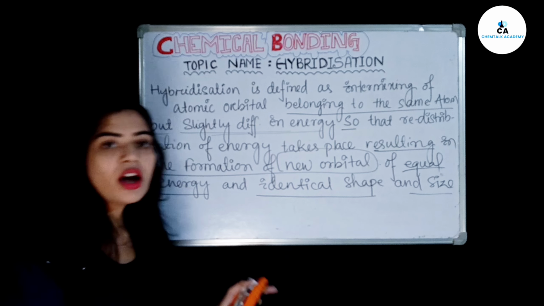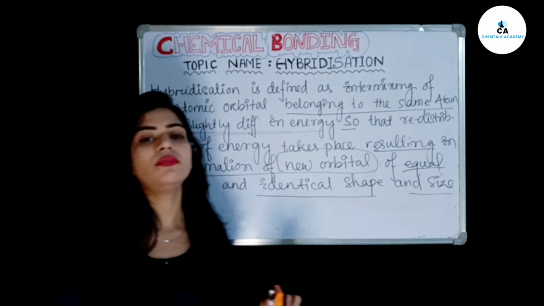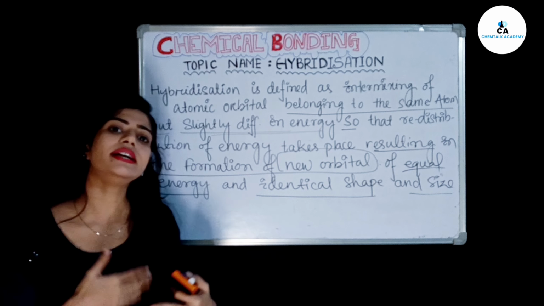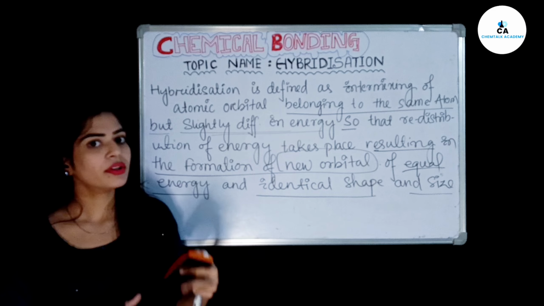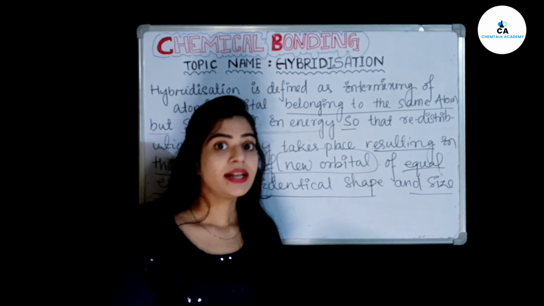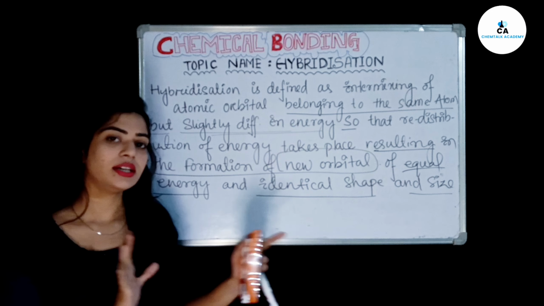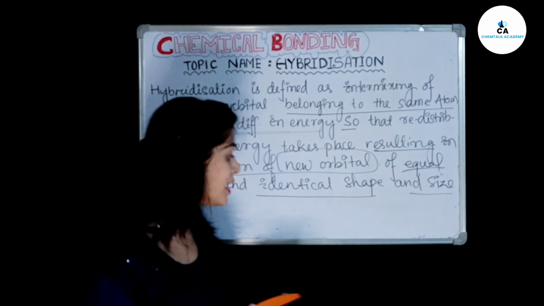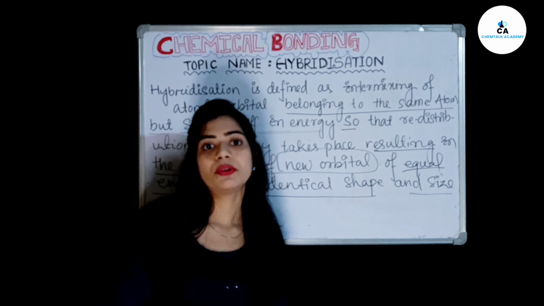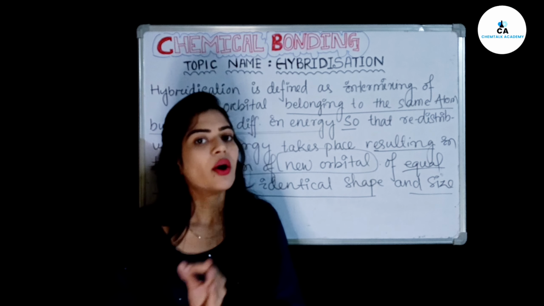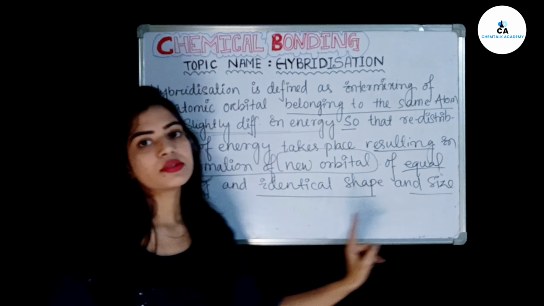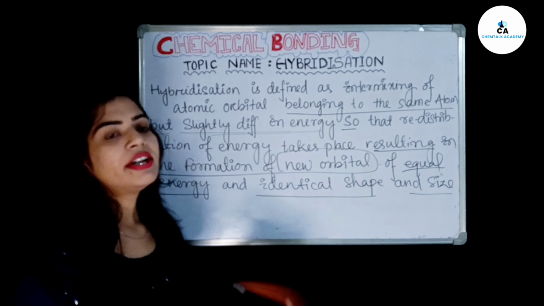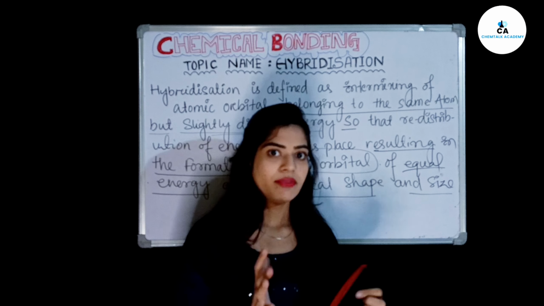Okay, this is the definition of hybridization. In simple words, if you want to remember, hybridization is a process of intermixing of atomic orbitals belonging to the same atom in order to get a new set of orbitals having equal energy, equal shape and equal size. The new set of orbitals which are produced are called hybrid orbitals, and the whole process is known as hybridization. Clear everyone? Now, why did the hybridization concept come? We have to understand that as well.